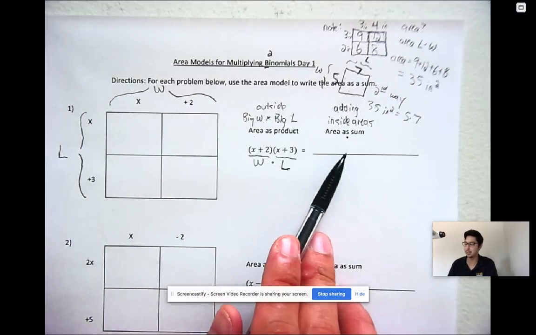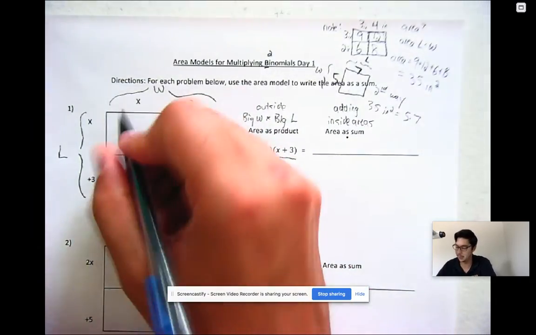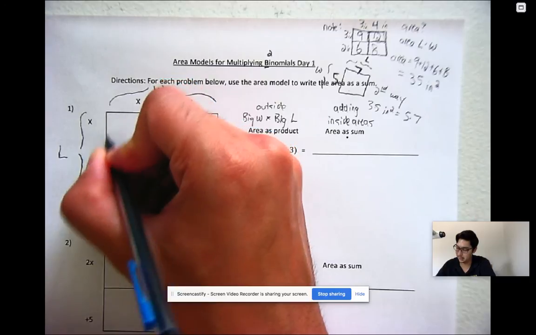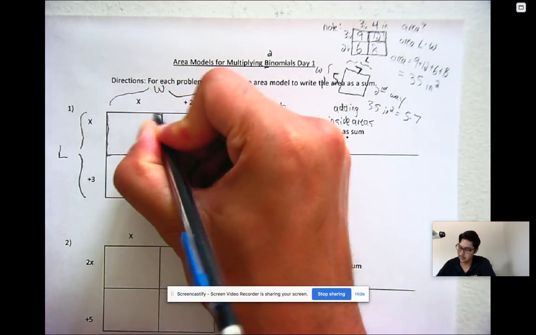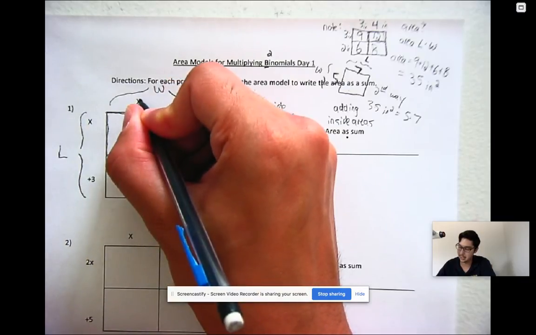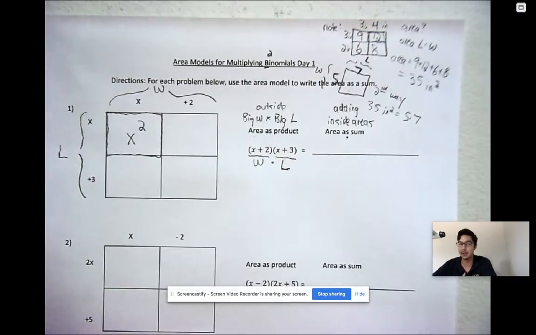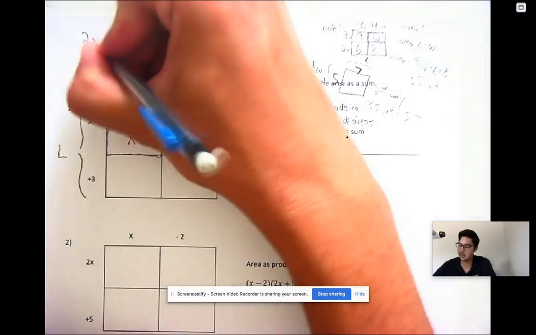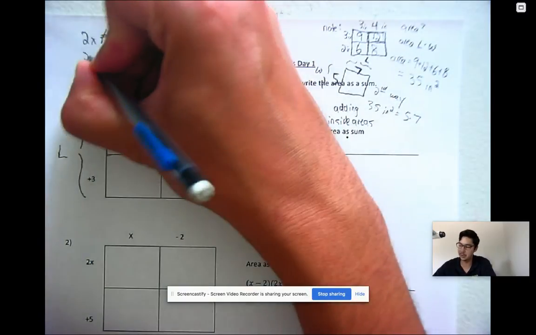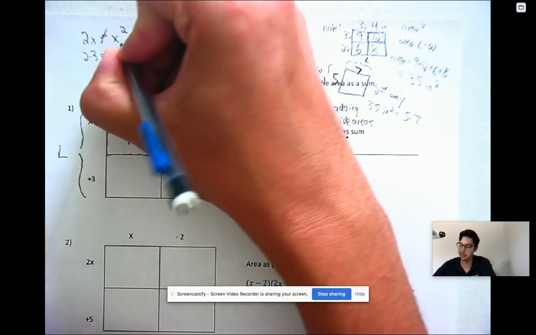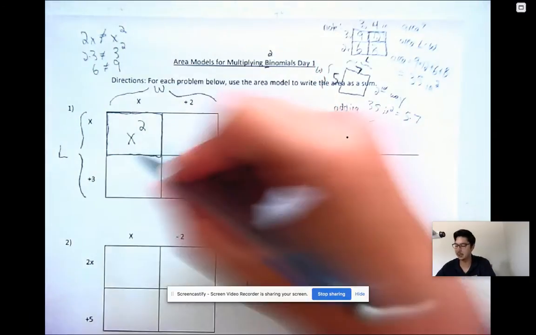Now, how do we write this as area as a sum? How do you get the inside areas? Well, we just have to write the areas of all the inside. So what's the length and width of this rectangle in the top left? Well, it's x times x. And x times x is x squared. Careful, it is not 2x. 2x is not the same thing as x squared, right? With numbers, 2 times 3 is not the same thing as 3 squared, since that's 9. Okay. So that's x squared.